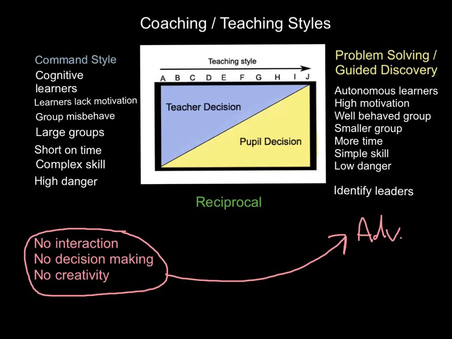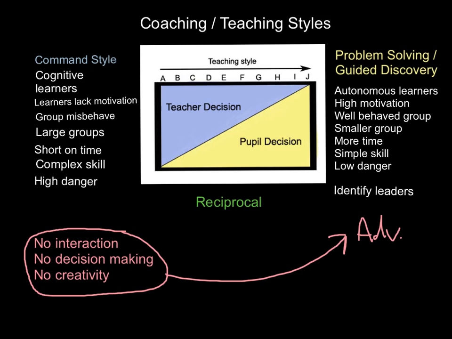Obviously, there are going to be disadvantages of this method. Okay? But use your common sense now. The disadvantages are these. I would not use problem solving or guided discovery with cognitive learners. I wouldn't use it if they lacked motivation. I wouldn't use it if they had group misbehaviour problems. Larger groups, short on time, complex skills, high danger. That's an advantage. That's when you would use that one. But if you had those characteristics, you certainly wouldn't use that one. Okay? So it's just using your common sense.